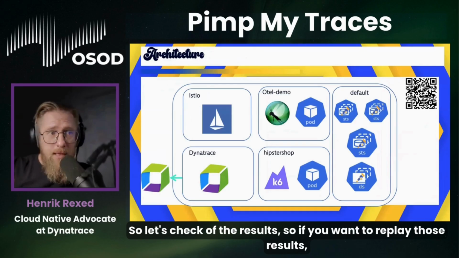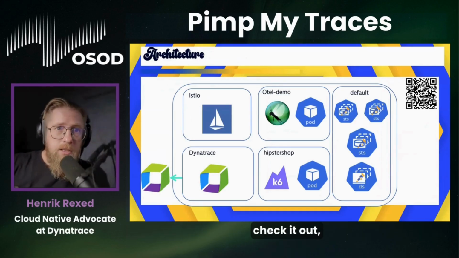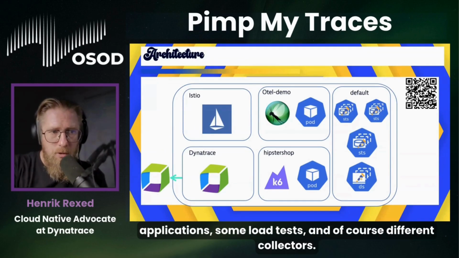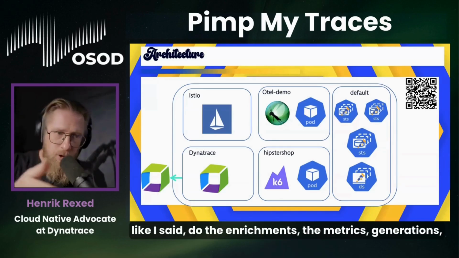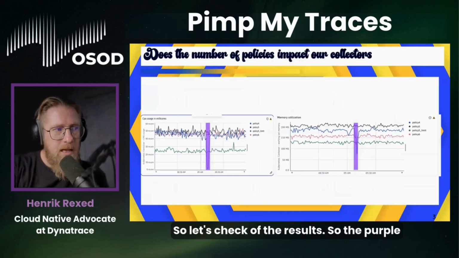If you want to replay those results, here's the QR code to the actual repo. Check it out. There are all the instructions. So basically, I have two applications, some load tests, and of course, different collectors. One collector, like I said, does the enrichments and the metrics generation, and then the other one is for sampling. So let's look at the results.